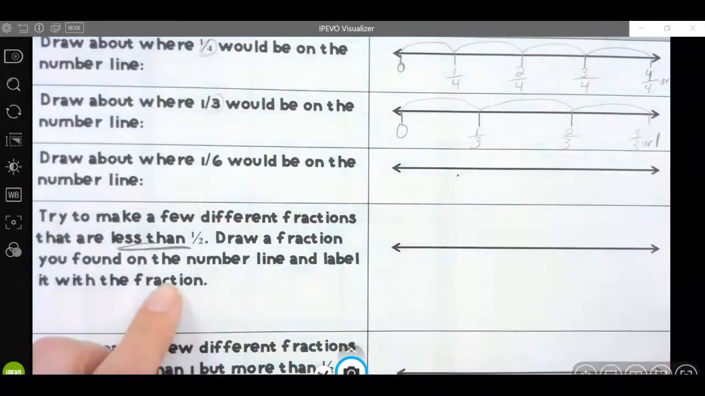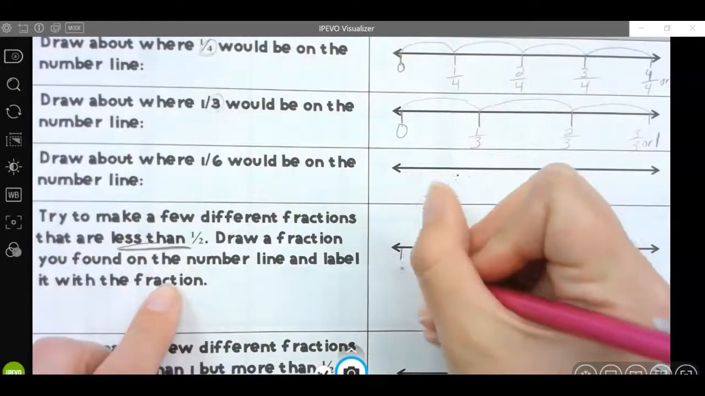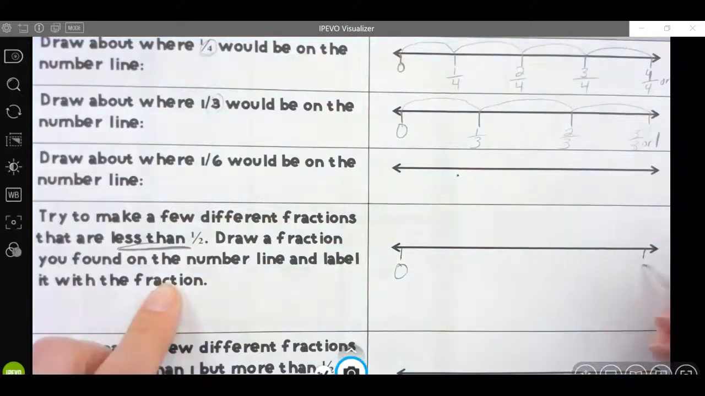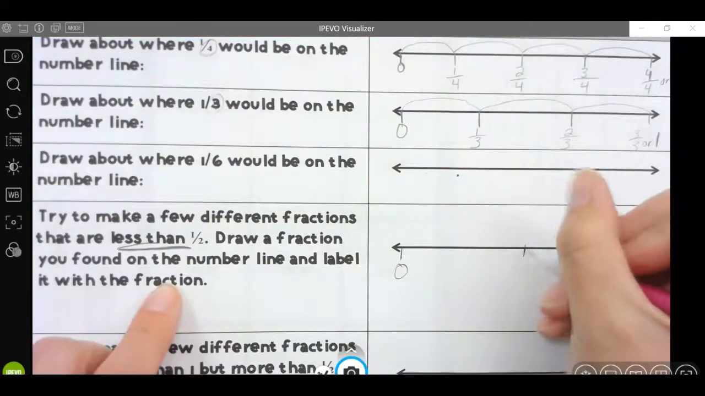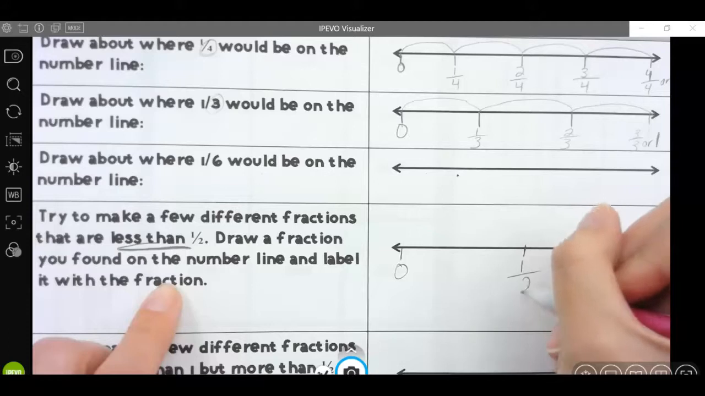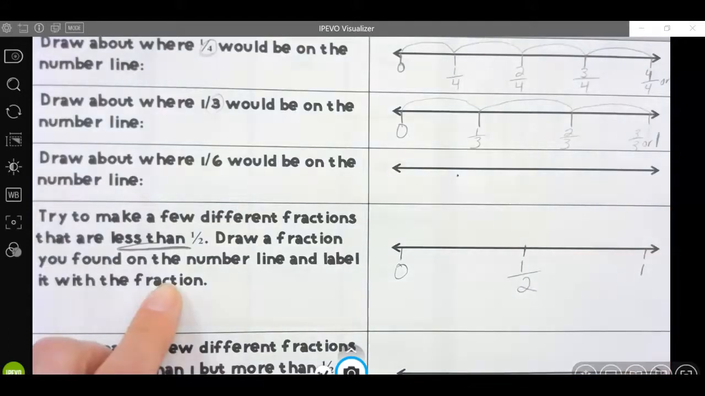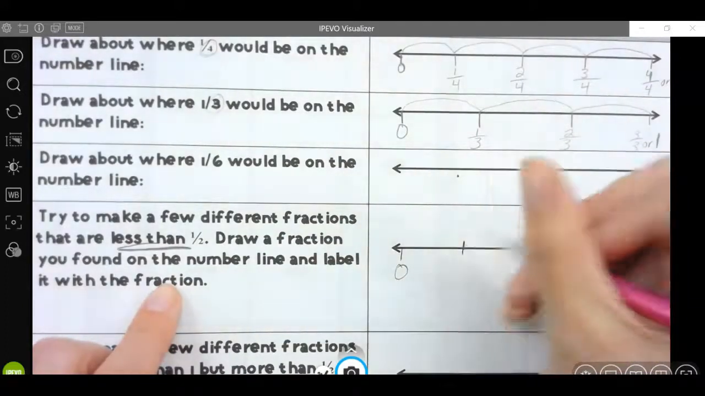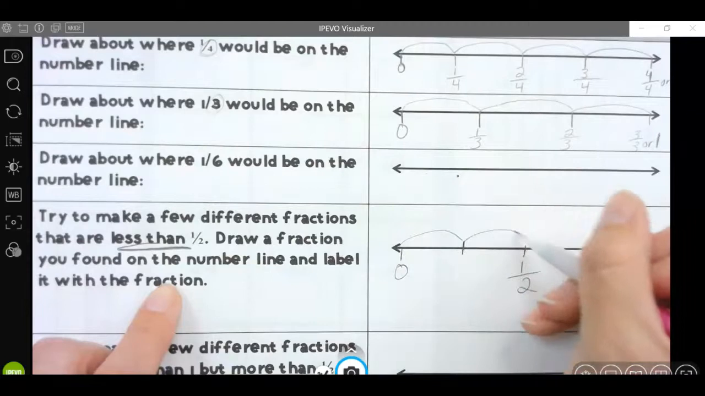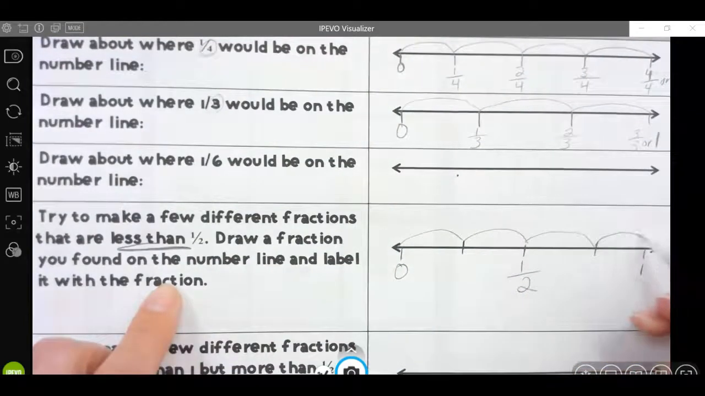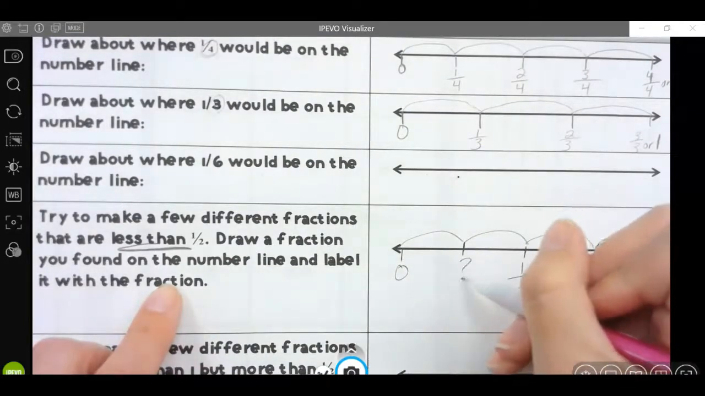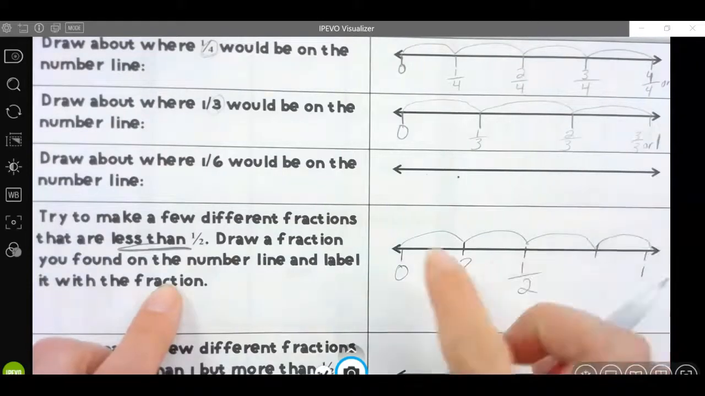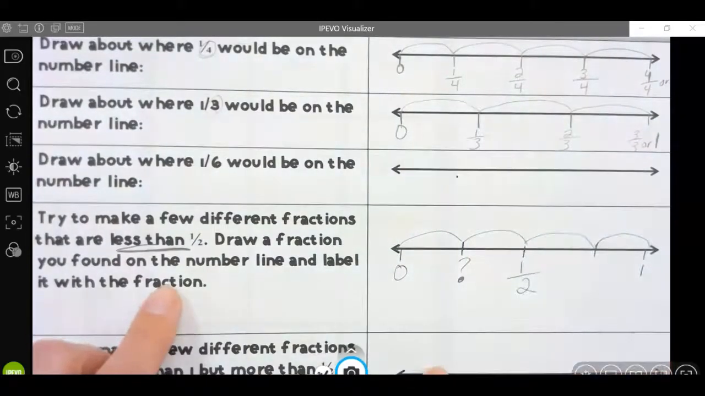So let's draw our number lines. So we have 0 and we have 1. So 1/2 would be right in the middle, okay? So what would be here and here? What if I split this line into this? What would this be? We just did something like that right up there. So take a try at that.